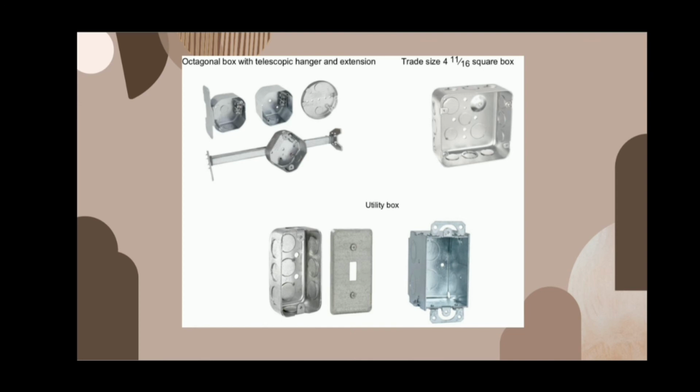Octagonal box with telescopic hanger and extension. This shape is better than a square box for matching the round bases of light fixtures so that the box is easily hidden when the light fixture is installed. Square box. Square boxes are used where multiple conductor runs are split into two or more directions to bring power to a number of electrical devices.